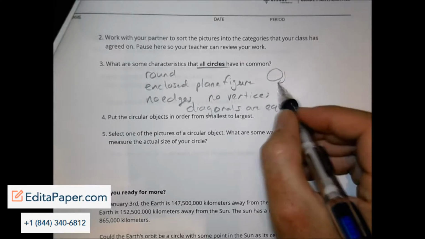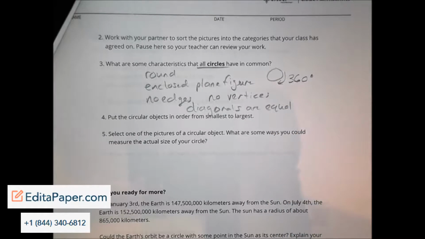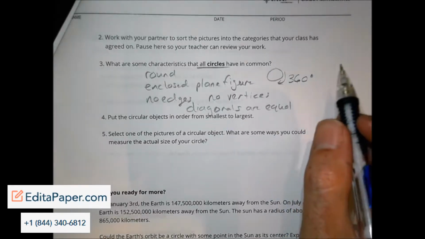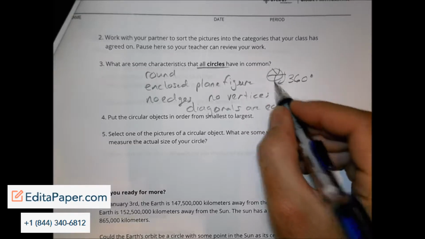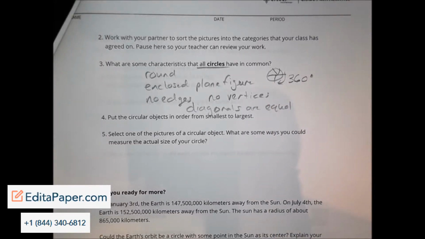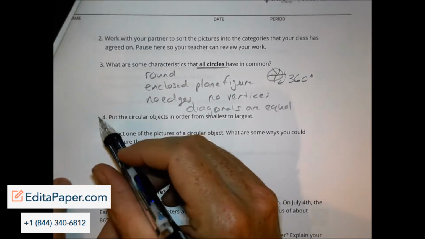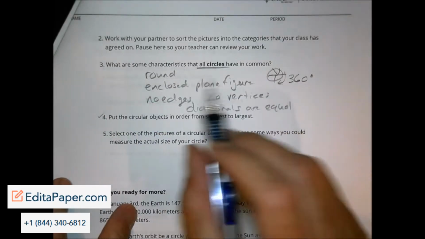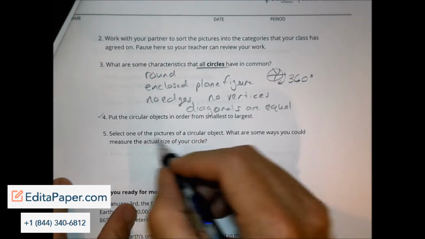The distance around a circle is always, maybe you knew this already, 360 degrees. Maybe that's there. There's a center point for all these here, and it's the same distance from the center to the outside edges. Again, things you might have noticed or talked about in your class today. It then asks you to put them in order from smallest to largest, meaning based upon what they would be in the real world. And then it says to select one of the pictures of a circular object.